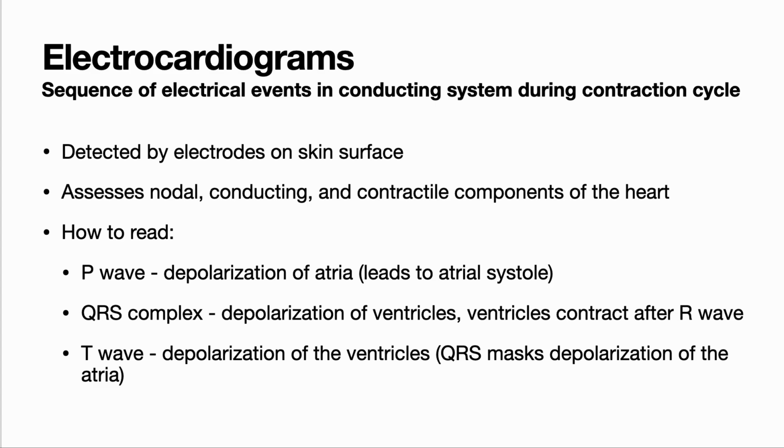And the QRS complex actually hides or masks the repolarization of the atria. So the atria are also going to repolarize. We just can't see it on the EKG because the QRS complex is so big, it masks that.